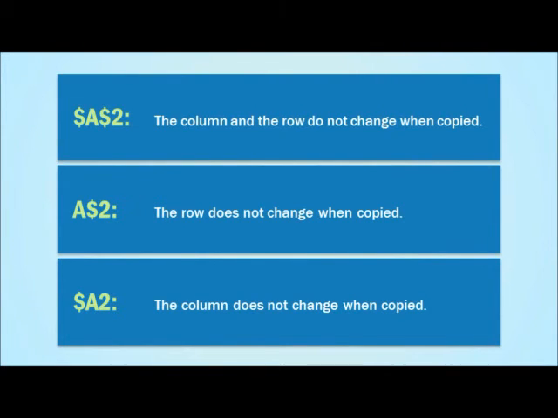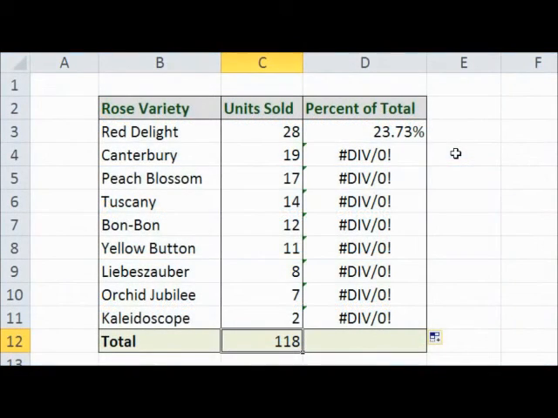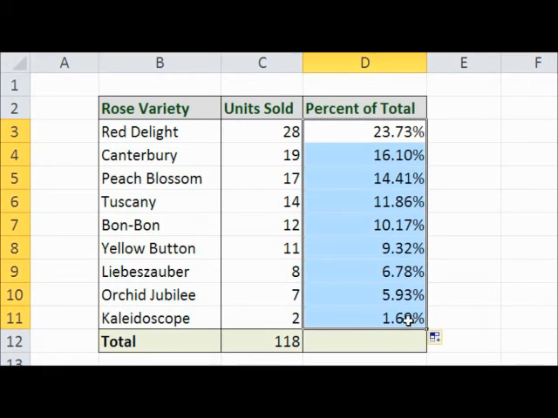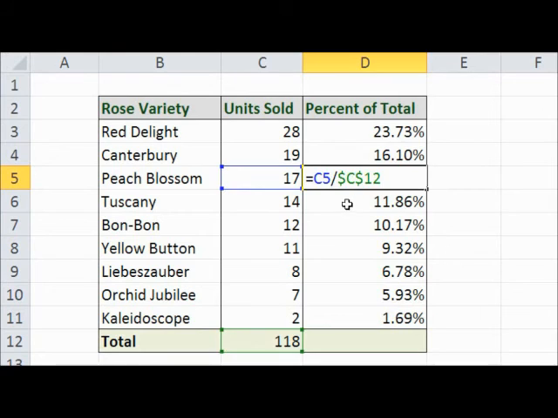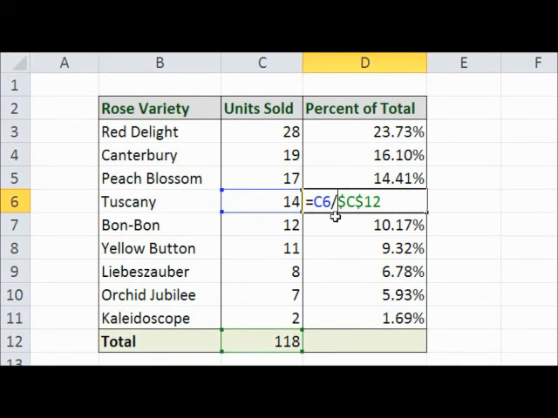Now most of the time you're just going to be using the first one where there's a $ sign before the column and the row. So we can go back to this example and add $ signs before the column and the row to make C12 an absolute reference. And now if we copy this formula, these numbers look a lot better. If you double-click on some of them, you can see that the relative reference is different in each one, but the C12 reference stays constant.